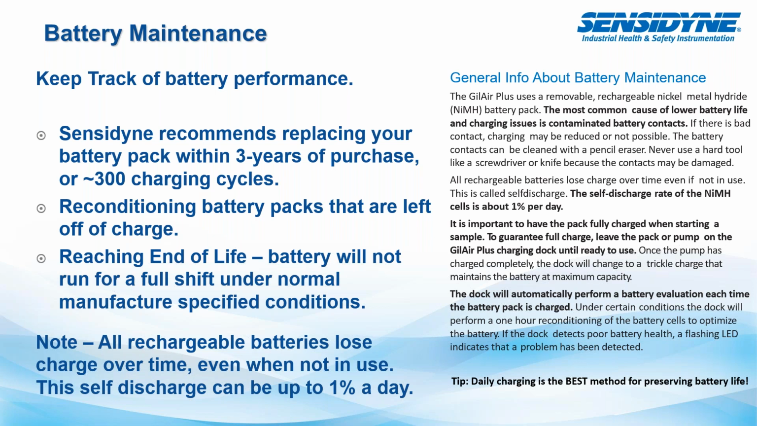Lastly, reaching the end of life. So if you know that your battery is not running for a full shift under normal manufacturer-specified conditions, it's probably time to change out your battery. Most certainly, if it's over 3 years and it's not doing that, it definitely needs to be changed out. But a lot of times it is subject to how often it's used and under what conditions that it's used and charged and used again.